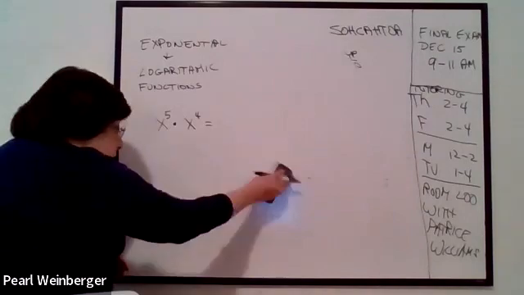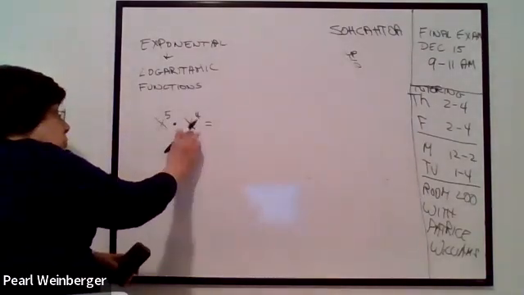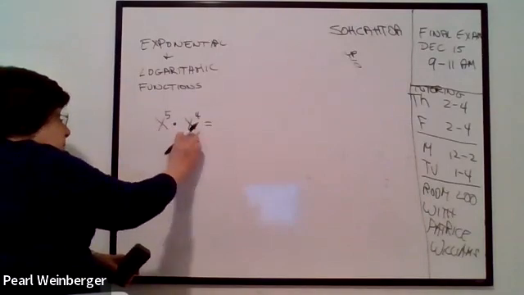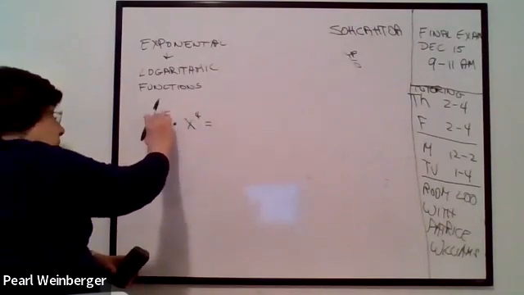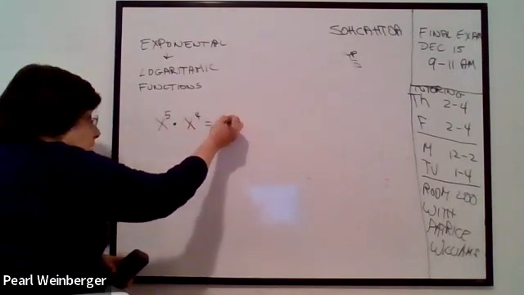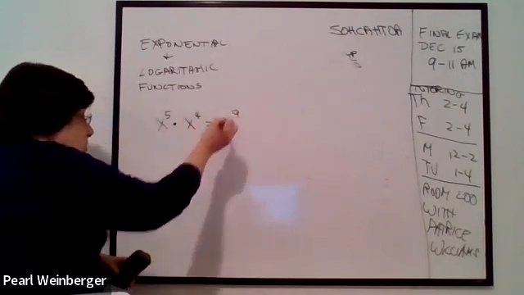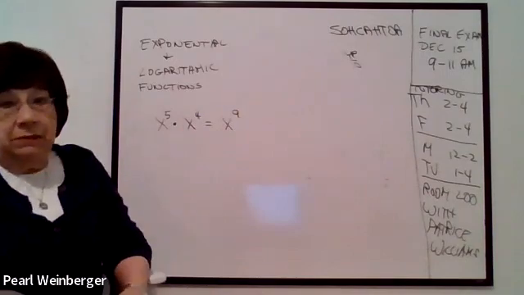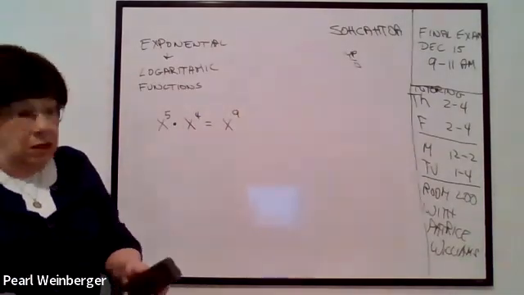So when you're multiplying two numbers that have the same base, then you can work with the exponents and just add the exponents. In other words, x to the fifth times x to the fourth is x to the ninth.